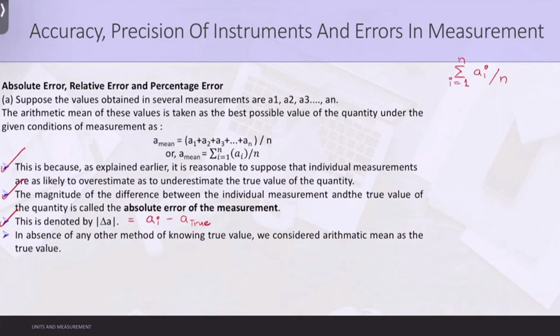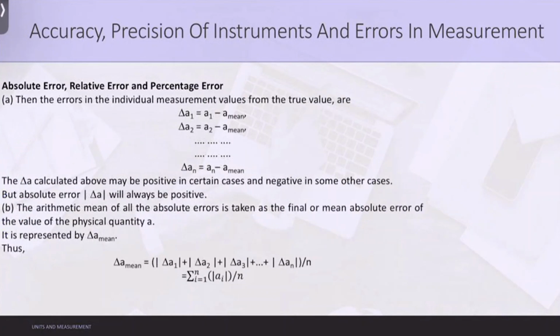Okay. In absence of any other method of knowing the true value, we consider the arithmetic mean as the true value. So this true value is nothing but equal to A mean. Because we don't have the true value, this A mean can be used as your arithmetic mean. So then the errors in the individual measurements from true values will be nothing but delta A1 is equal to your A1 minus A mean, and similarly delta A2 will also be equal to A2 minus A mean, and so on till delta An is equal to An minus A mean.